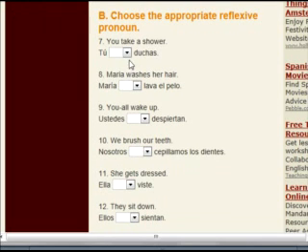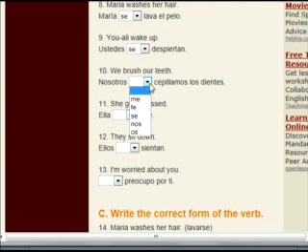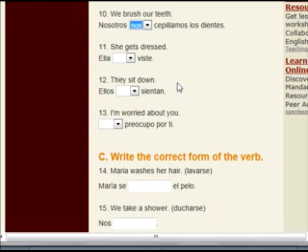You take a shower. Tú te duchas. Maria washes her hair. Se. And no, we've just defined, if I simply said se lava el pelo, we don't know who the se is, but now because we said María se lava el pelo, we know who it is. You all wake up. Ustedes se despiertan. Again, ustedes define se. We brush our teeth. Nos cepillamos los dientes. She gets dressed. Se viste. They sit down. Se sientan.